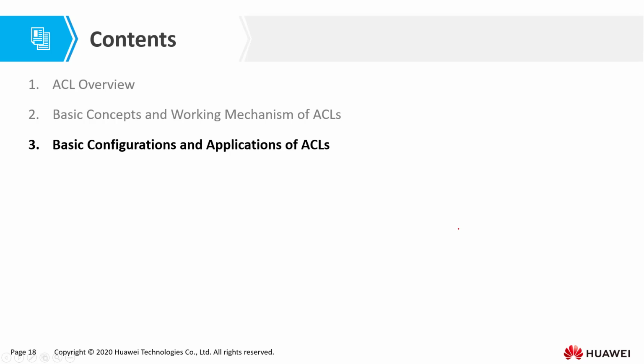In this video, we'll talk about the basic configurations and application of ACLs. This is the third part in a three-part video that I used to cover ACLs, access control lists, in HCIA Datacom version 1.0. In the first part, we covered the ACL overview. In the second part, we covered the basic concepts and working mechanisms of ACLs. This is the third part where I'll be walking through the basic configuration commands and typical configuration examples of ACLs.